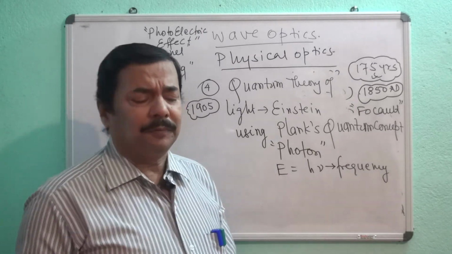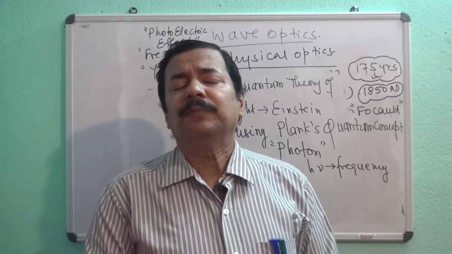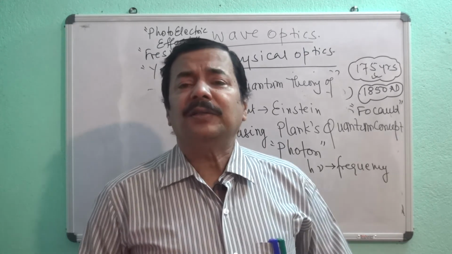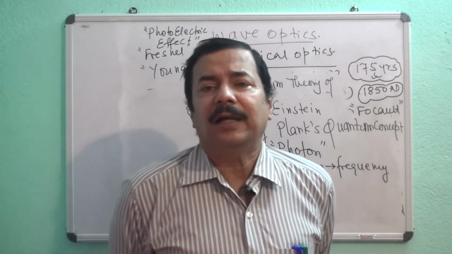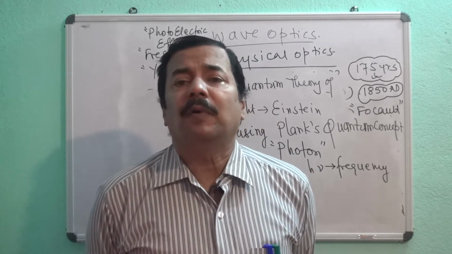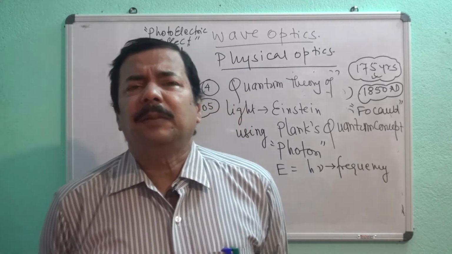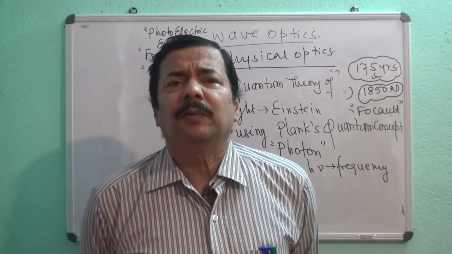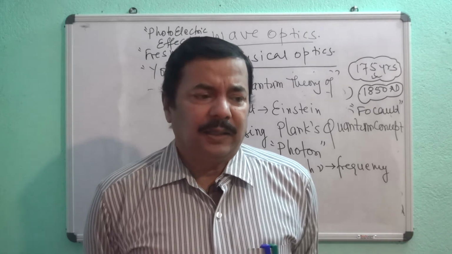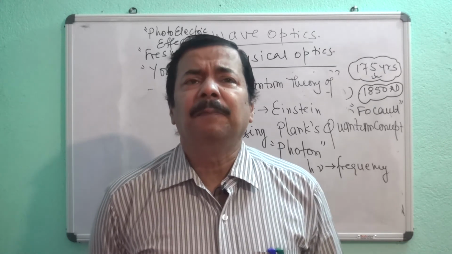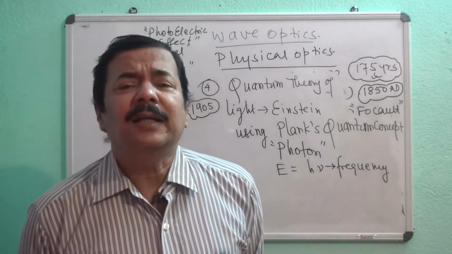Later on, the whole scientific world was divided into two groups. One group was in favor of the wave phenomenon of light, that light is a wave, whereas the other group was in favor that light is a particle. So ultimately, at the same time, de Broglie's hypothesis came, giving wave-particle duality, the dual nature of matter and radiation, and finally it was accepted that light has a dual nature.